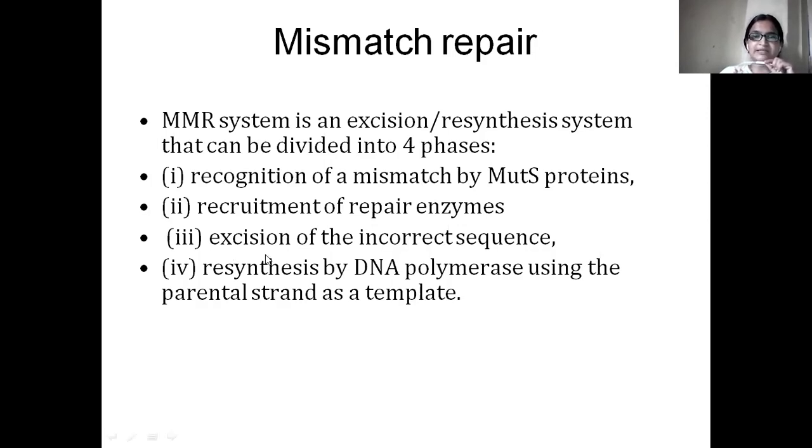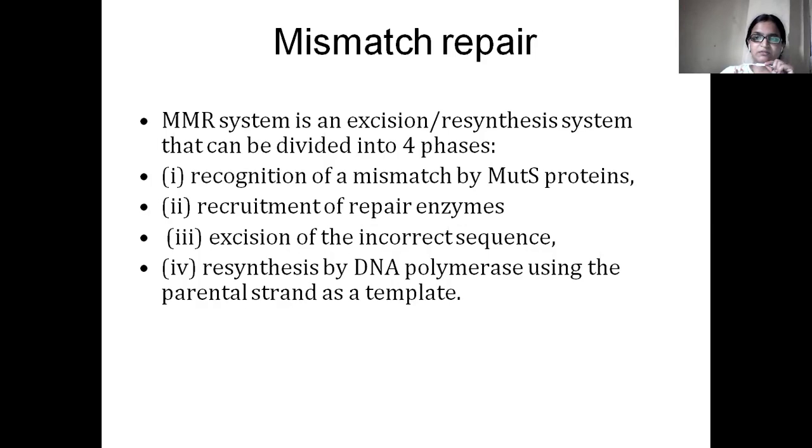And the next is excision of the incorrect sequence. Then after all the proteins come to the site of repair, a cut is made in the DNA where there is a problem, and then resynthesis by DNA polymerase using the parental strand as a template. As the two strands, the parent strand and the daughter strand, are together, wherever there is a problem, a cut will be made in the DNA at two places, and the problematic sequence will be removed, and the gap will be filled by DNA polymerase and sealed by ligase.